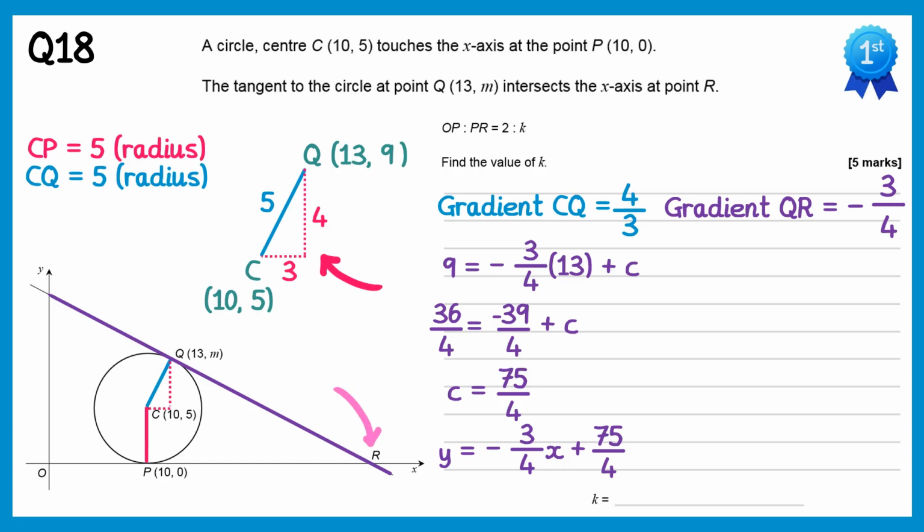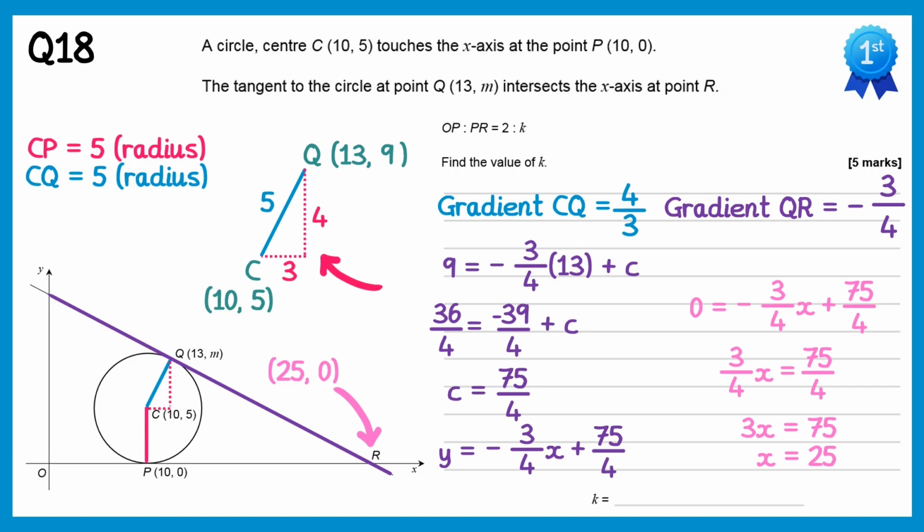We can now find out the coordinates of R down here. R is on the x-axis, so the y-coordinate is 0. So if we write out the equation of this line but change y for 0, we can find x. So 0 equals negative 3/4 x plus 75 over 4. If you add 3/4 x to both sides, you get 3/4 x equals 75 over 4, which leads you to 3x equals 75 and x equals 25. So the coordinates of R are 25, 0.